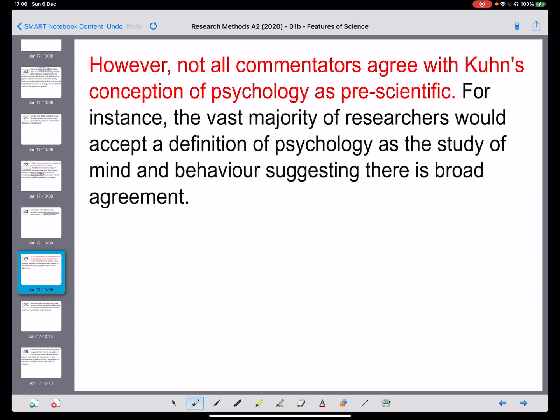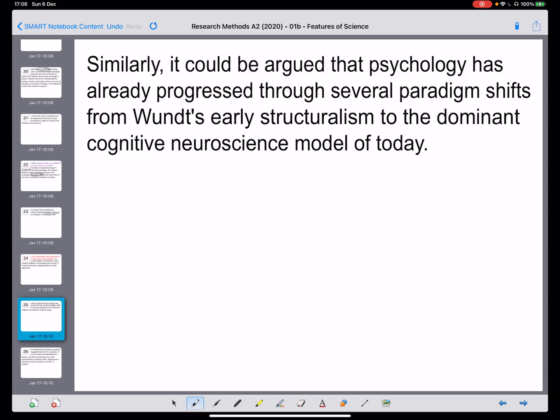But not everyone agrees with Kuhn, and certainly paradigm shifts are an important aspect of science. But there is not always agreement within science, and certainly psychology is perhaps one of those areas where we are ultimately trying to find out about human behavior, but we are happy to accept different explanations, and therefore we do potentially have different paradigms, but they're just not seen in the same way as in the natural sciences.